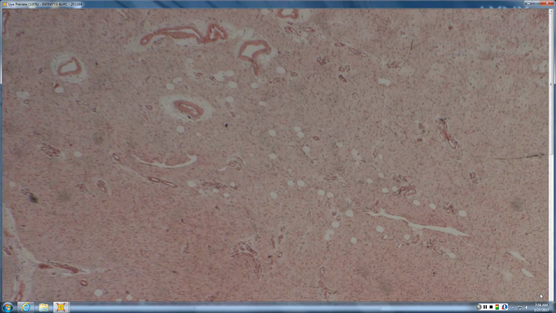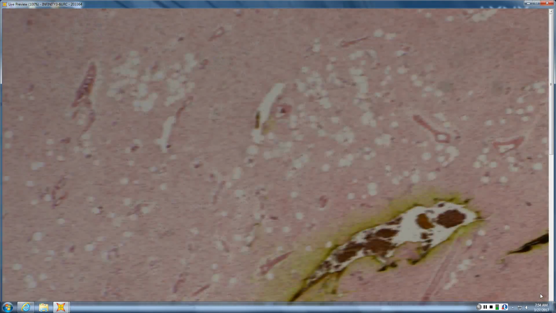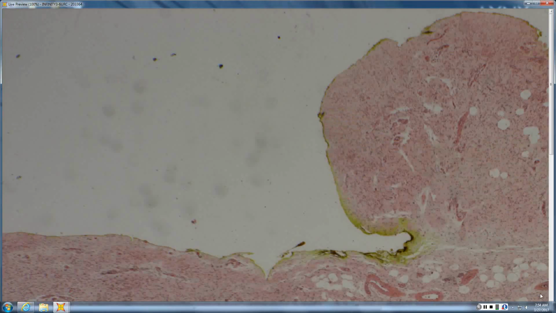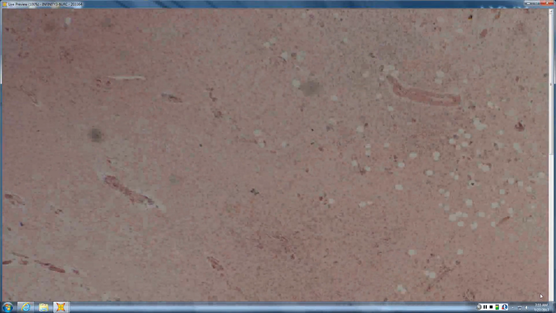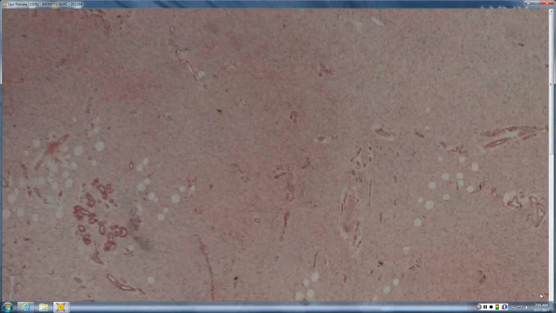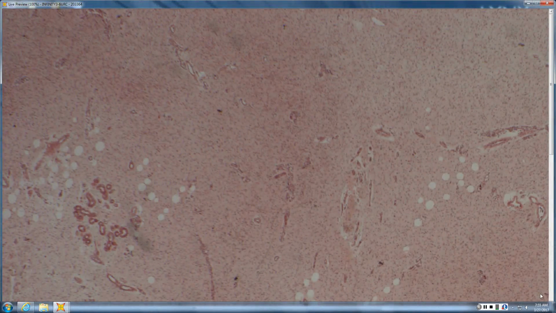And diffuse NF is pretty much pathognomonic for von Recklinghausen's as well, just like plexiform. Okay, how about this one, James? I mean, this too looks like diffuse. This too looks like diffuse NF with single file rows of lipocytes, but could it be a myxoid DFSP?